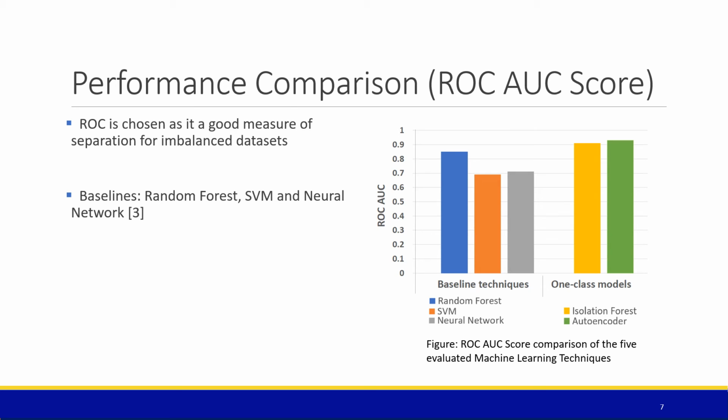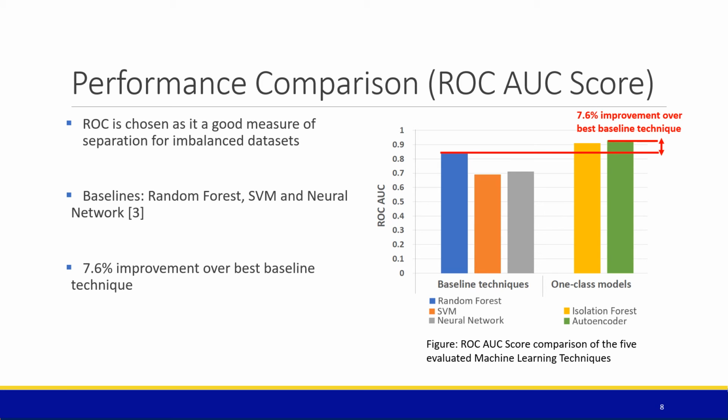Now, we chose ROC to compare our performance because it's a good measure of separation for imbalanced data sets, consistent with prior work. We used 3 baselines, random forest, SVM, and neural network, to compare our work with prior work. Now, compared to prior work, our technique provides a 7.6% improvement over the baseline technique, and our technique is not dependent on the number of failed drives seen during training.